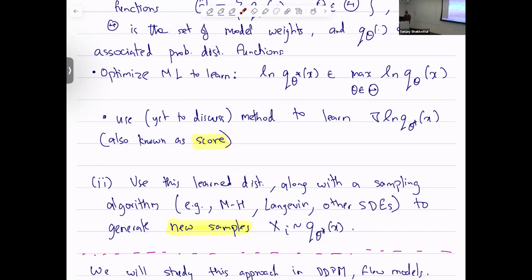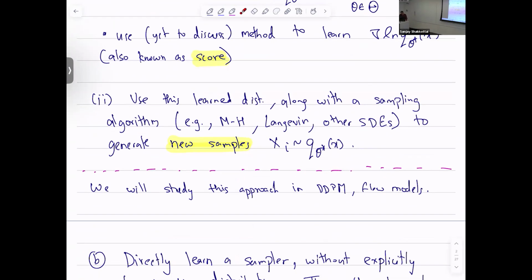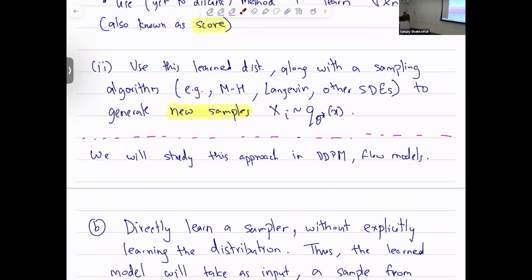Once you have this first step done, you could use this learned distribution along with some of the sampling algorithms you have studied so far, either Metropolis-Hastings, Langevin, or some other SDE, to generate new samples. So the goal here would be to generate new samples from this distribution. You've gotten a bunch of existing samples x1 through xn, and this two-stage pipeline is one way to do this. We'll study these kinds of approaches at some point during this class.